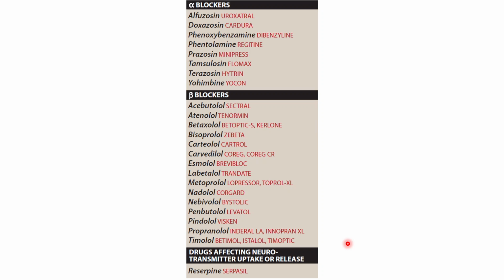Gandhi was using that as a tranquilizer. The drug was identified in the middle of the previous century, and then it was marketed as an antihypertensive drug.